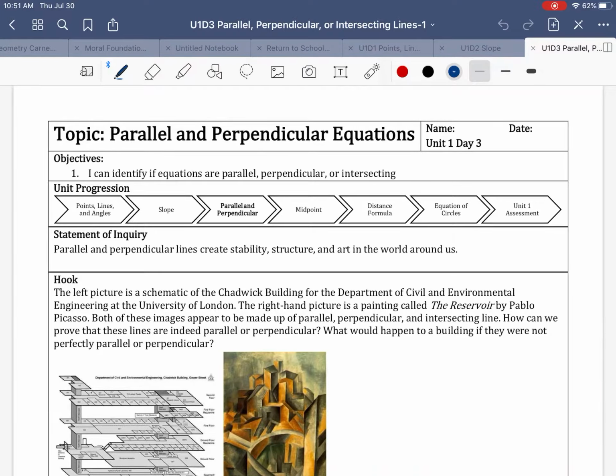Hi everybody, today's topic is parallel and perpendicular equations. This is Unit 1, Day 3. Our objective is I can identify if equations are parallel, perpendicular, or intersecting. Now if we're following our unit progression, we're now on our third day, parallel and perpendicular, and we'll get to midpoint, distance formula, and equation of circles in upcoming lessons.